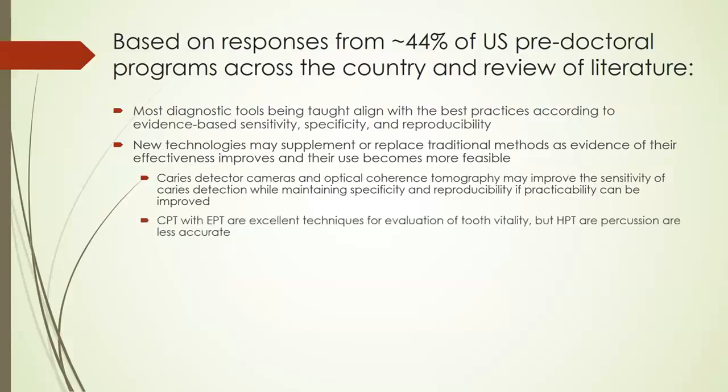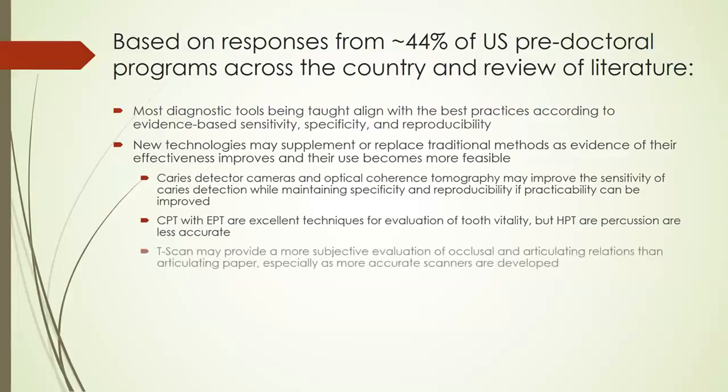Cold pulp test combined with electronic pulp test are excellent for evaluation of tooth vitality, but heat pulp test and percussion are less accurate. T-scan may provide a more subjective evaluation of occlusal and articulating relations than articulating paper, especially as more accurate scanners are developed and ease of use is improved.